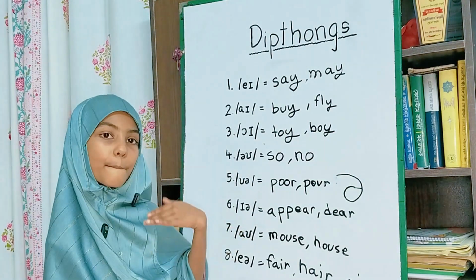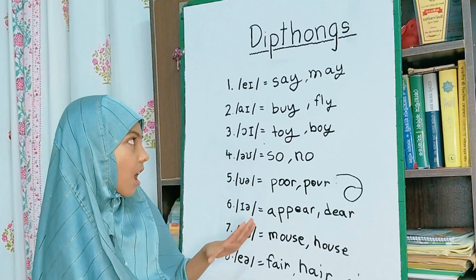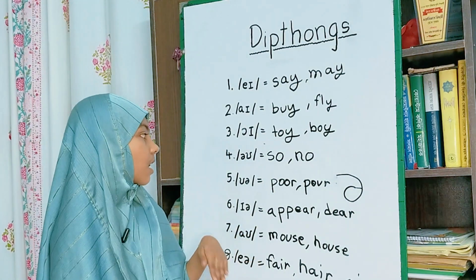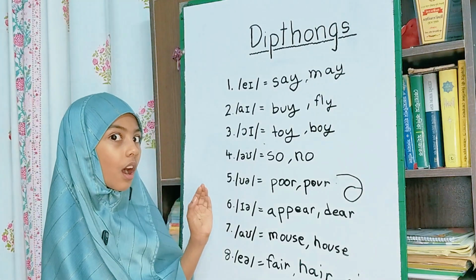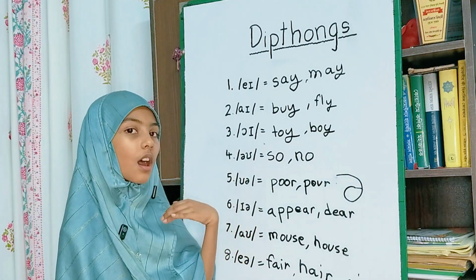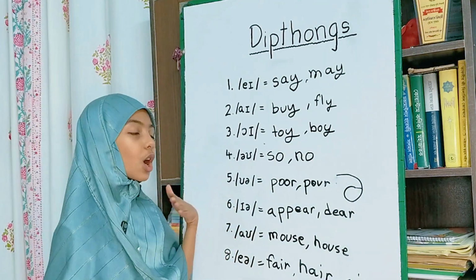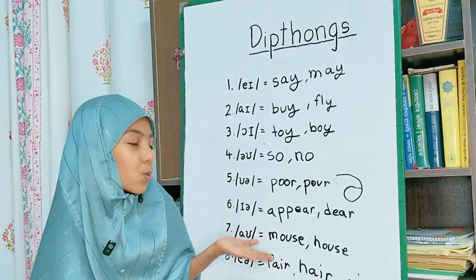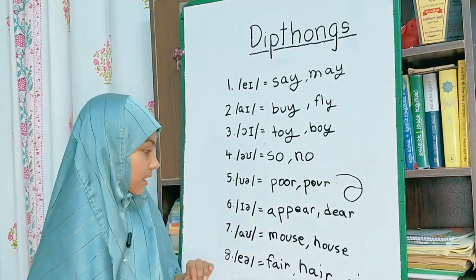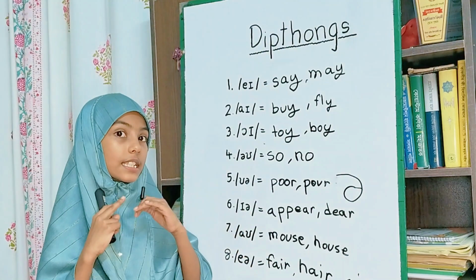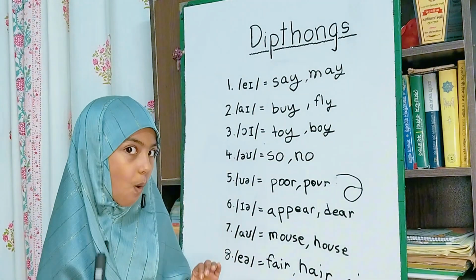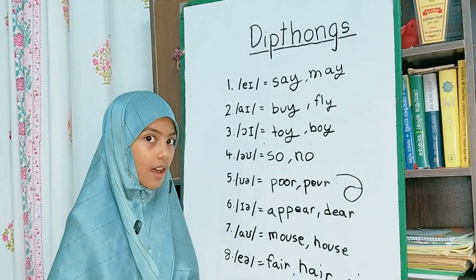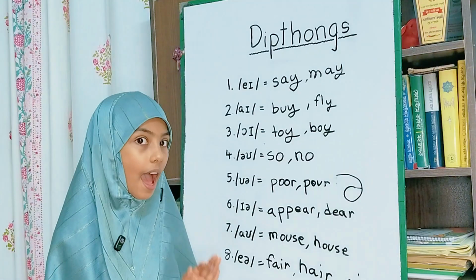So let's give a quick revision. A: say, may. I: buy, fly. Oi: toy, boy. O: no, so. Ear: appear, dear. Ow: mouse, house. Air: fair, hair.